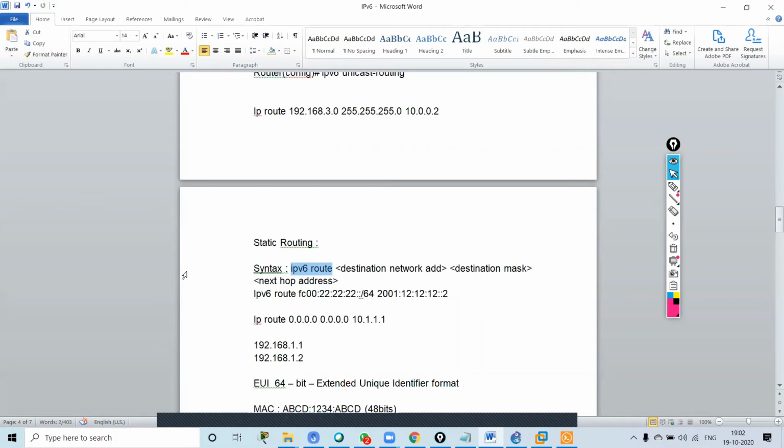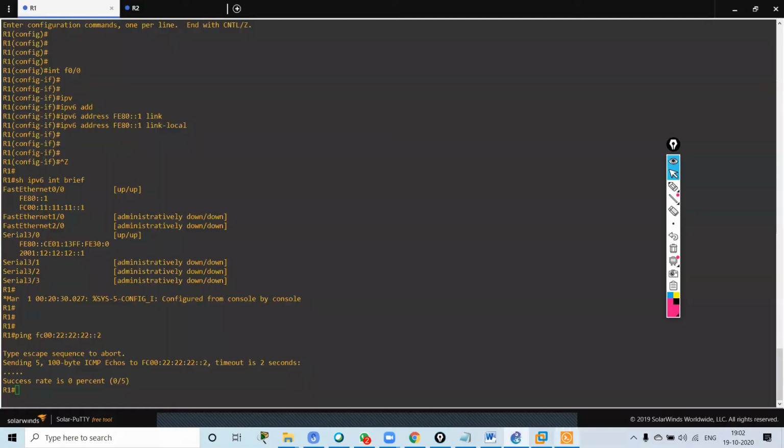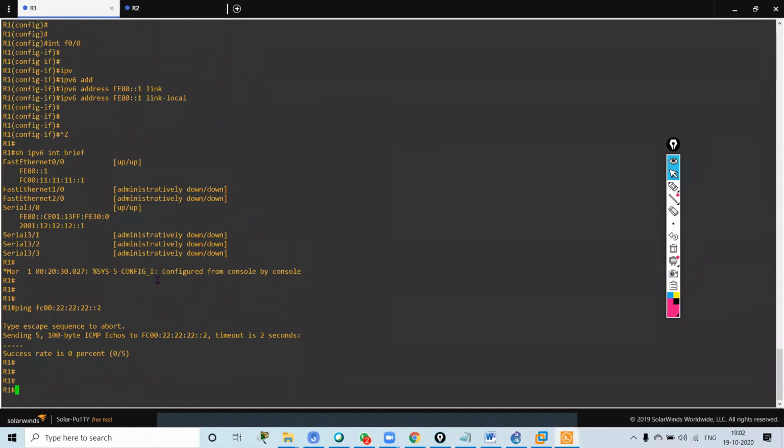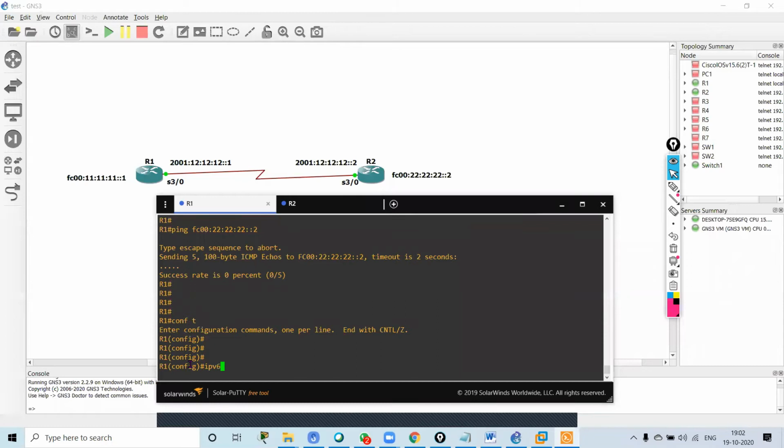So let us see static routing first, how to configure static routing between these two routers. I'll make it short so that you can see things correctly. IPv6 route. What is the destination network?